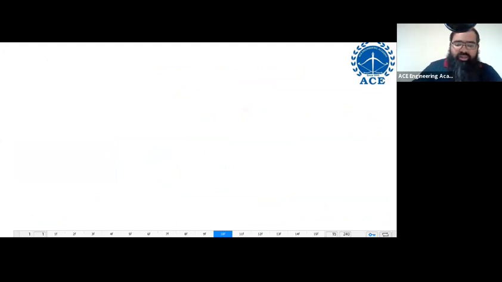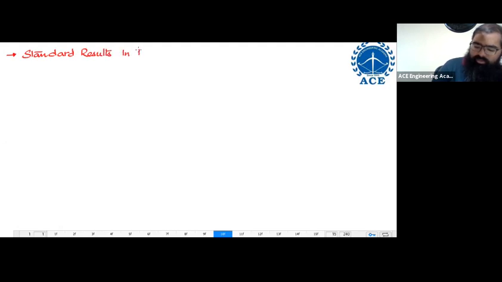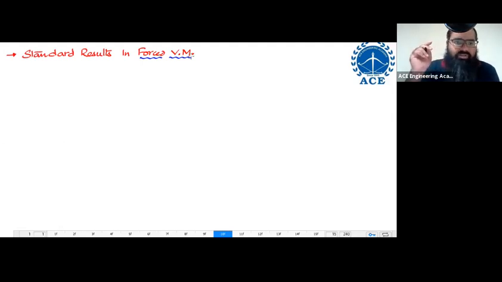The last topic over here is regarding some standard results in forced vortex motion. These results, please be careful, are only valid for forced vortex, not for free vortex. I'm underlining only forced vortex motion. Two standard results we have to discuss over here.